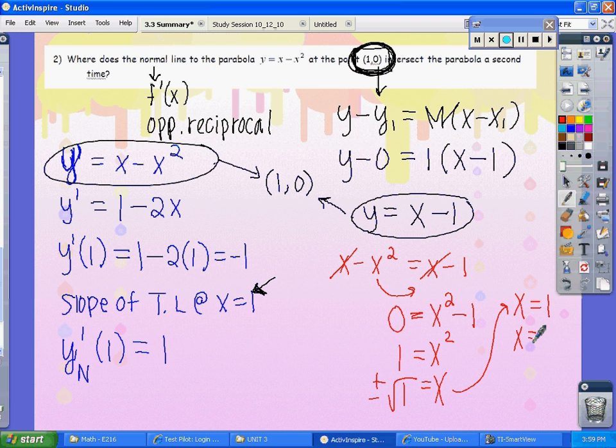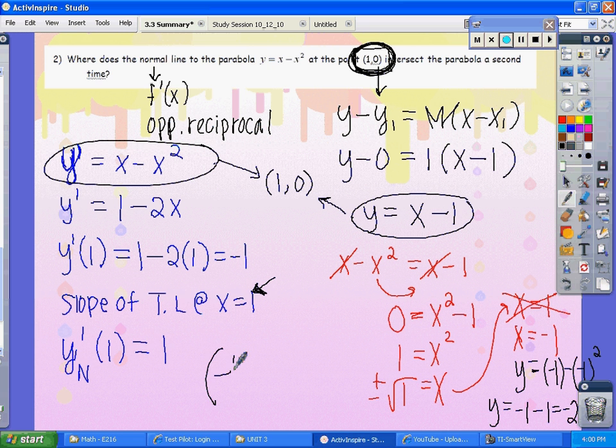They gave me this one, so that's not the answer. They want to know where it intersects the second time. The second time it happens is at x equal to negative 1, and for the y value, I substitute negative 1 back into the original equation, not the derivative. And I get y is equal to negative 1 minus 1, which is negative 2. So the second time is at negative 1 comma negative 2, if I didn't make any arithmetic mistakes.